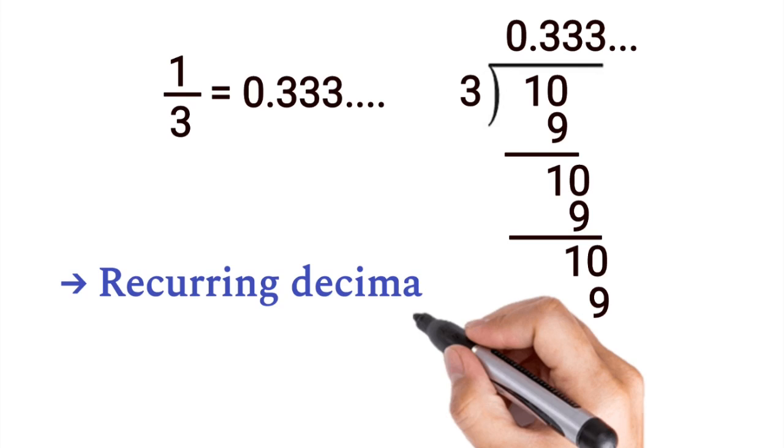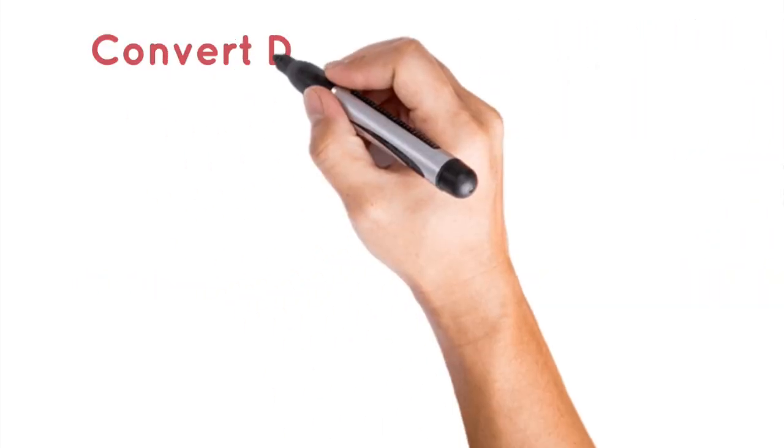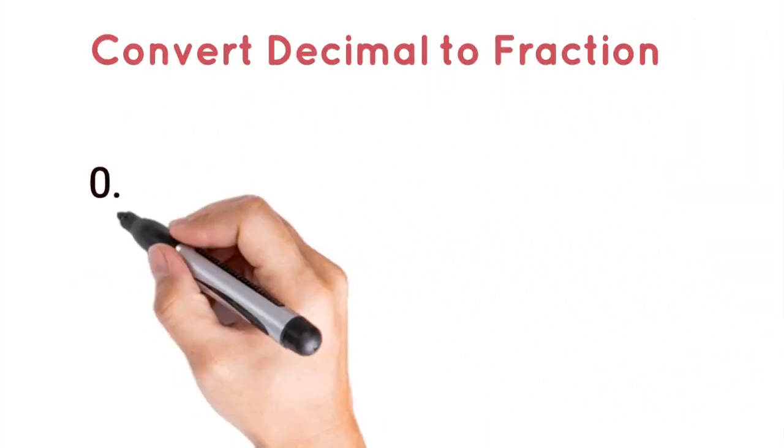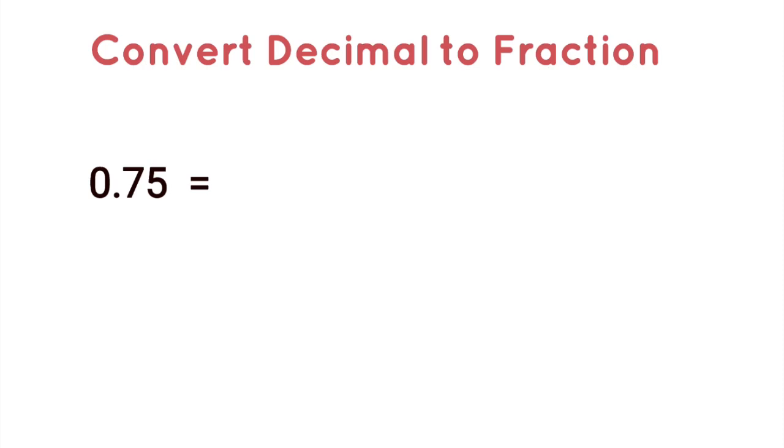Now let's see how to convert decimals to fractions. Take a terminating decimal, 0.75. We can write it as 75 by 100. Simplifying, we get 3 by 4.